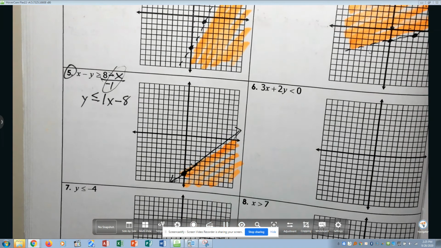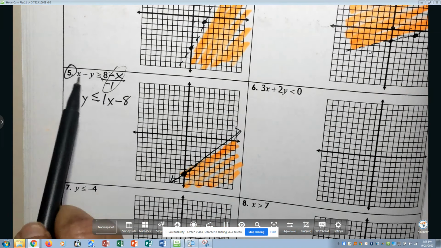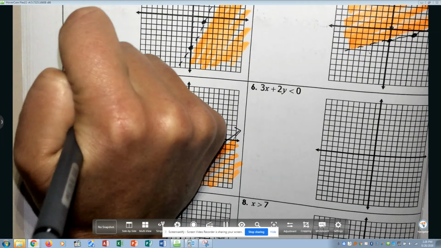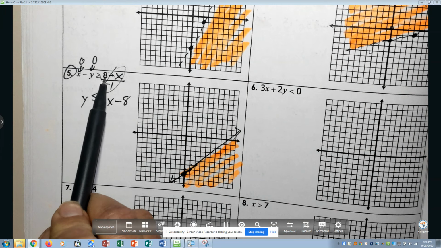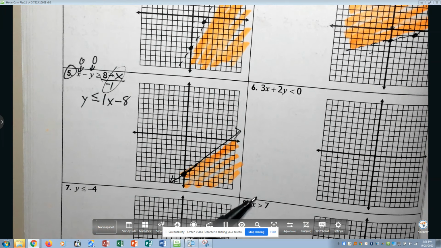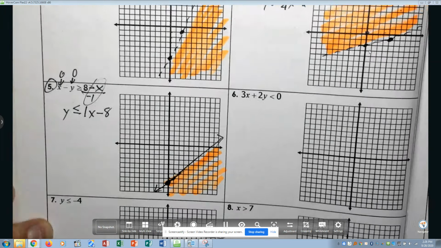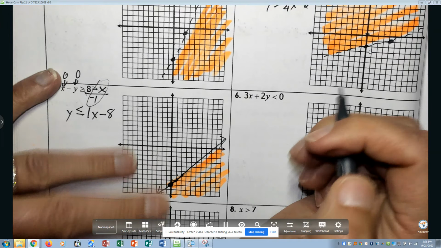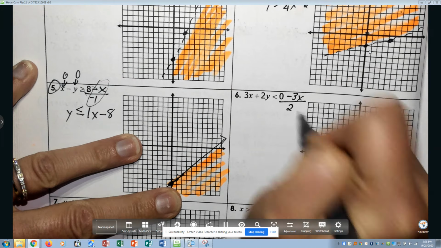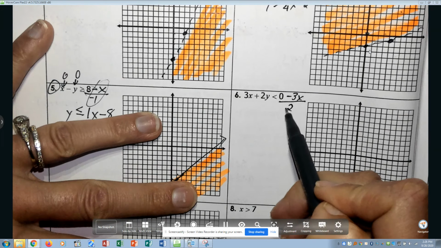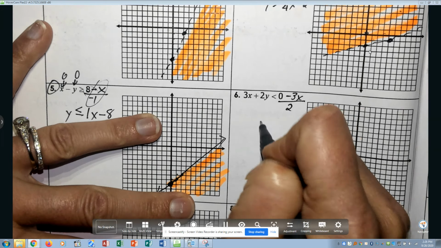Another way that you could do it is test 0, 0. So if we plug in 0 and 0 here, is 0 minus 0 greater than 8? No. So you shade away from 0, 0. Okay, here we go. Subtract the x term, divide by the coefficient of y. So this is a +2, so I don't have to switch my sign.